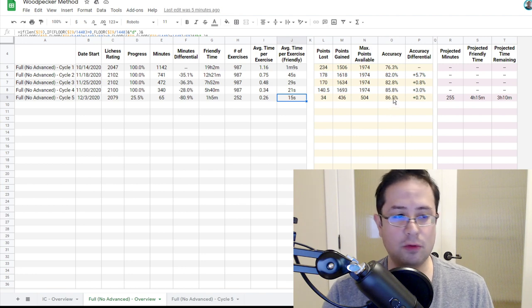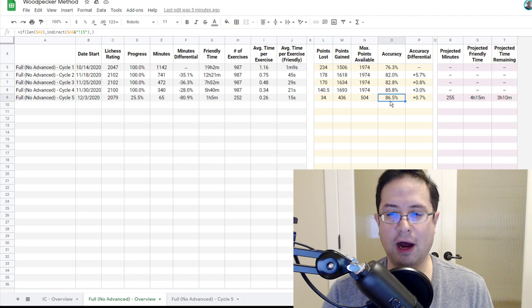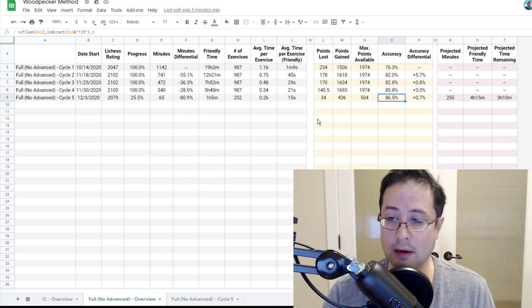My accuracy needs work. It's at 86%. I know I could get it higher if I didn't try going so quickly. But yeah, in future cycles, and I plan to do a lot more, like at least 10, I would like to obviously get that much higher, at least 95% accuracy.